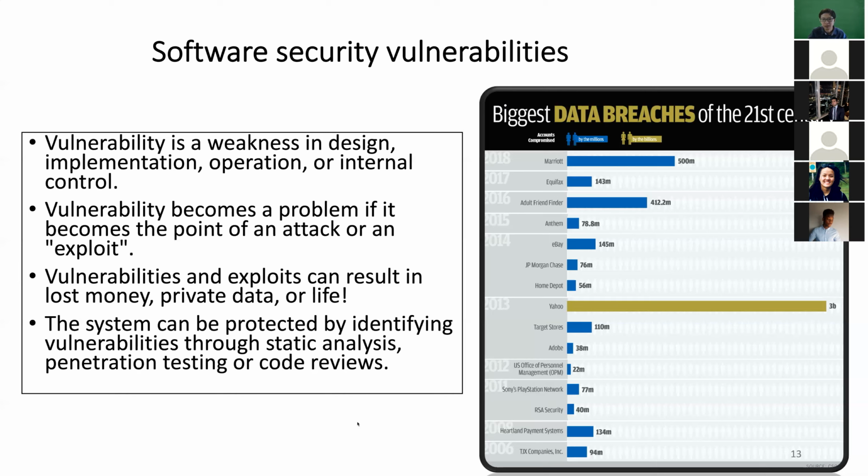So how can we prevent vulnerabilities? Or how can we identify or detect vulnerabilities? Basically, we can use code inspection or static analysis to identify vulnerabilities. We can also use penetration testing to identify vulnerabilities, or use code reviews and inspections. Okay, so three basic ways, right? Static analysis, testing, and code reviews.